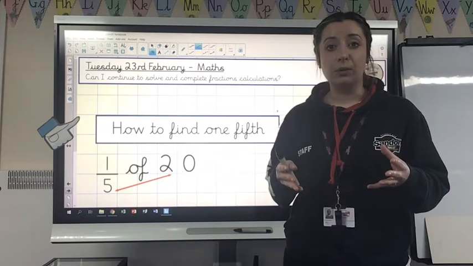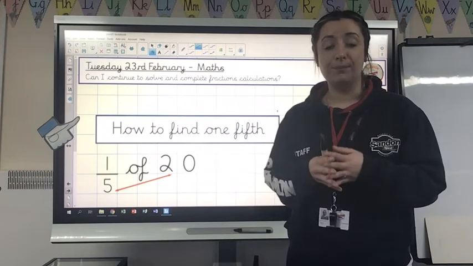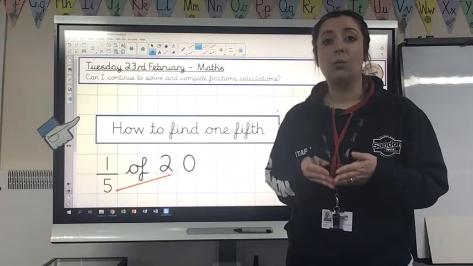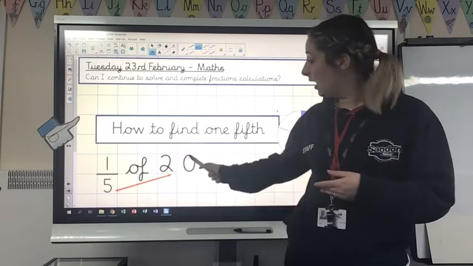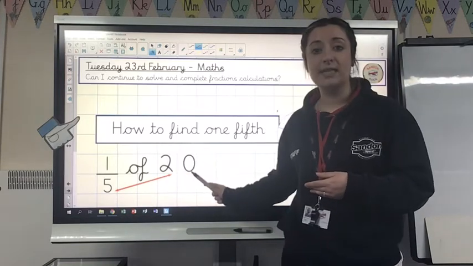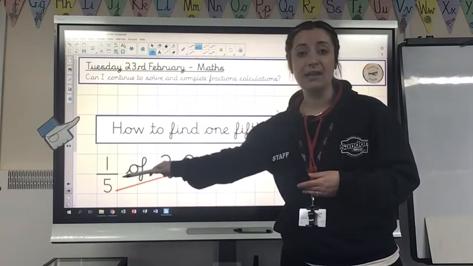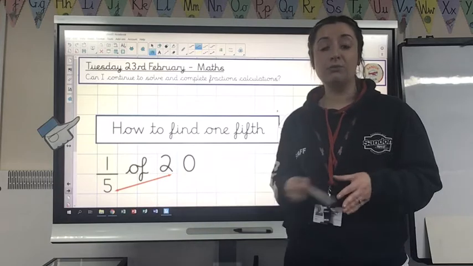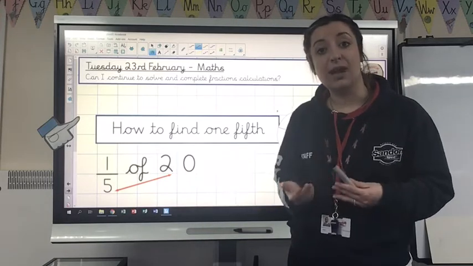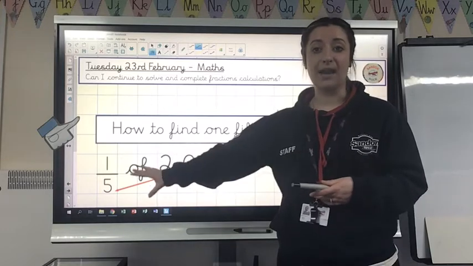Now in your work booklets, you are going to have a series of numbers, and you need to find out 1/5 of that number. Just like we've done in school, we've done 1/5 of 20. So we've used our 5 times table. We did 20 divided by 5, which was 4. That gave us 1/5. You're going to do the same in your booklets, but you're going to have a different amount. But to find 1/5, you divide that number by 5.